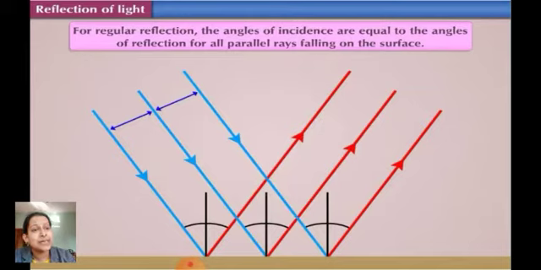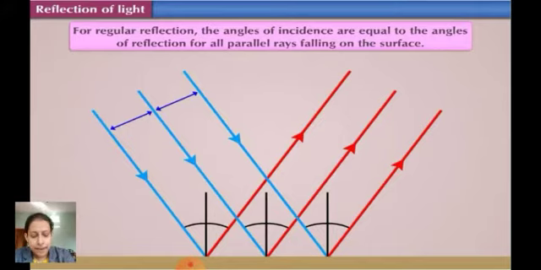You can see that the reflected rays, when they are moving away from the surface, also come out parallel to each other. Is that clear? Because the angle of incidence is equal to the angle of reflection. Therefore, the way the incident rays are parallel to each other, in the same way the reflected rays will also be parallel to each other, since the angle of incidence is equal to the angle of reflection.